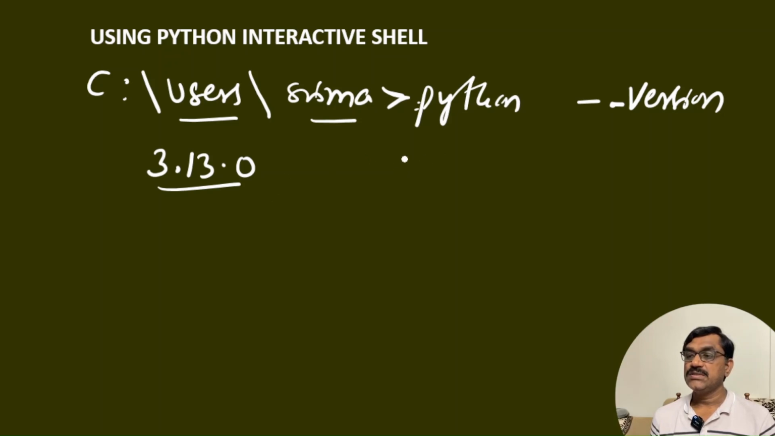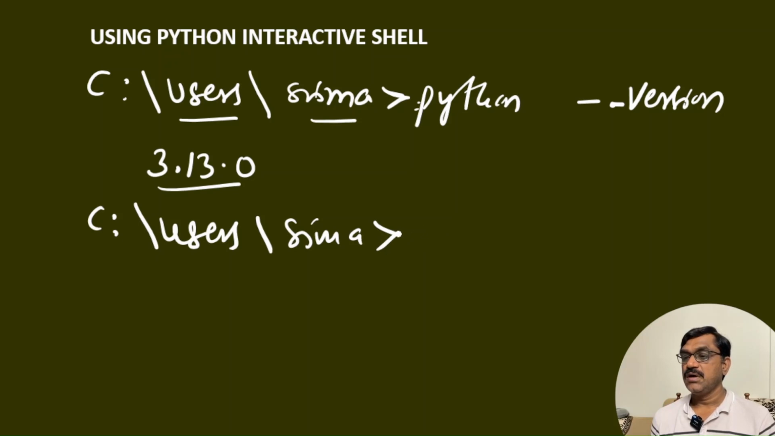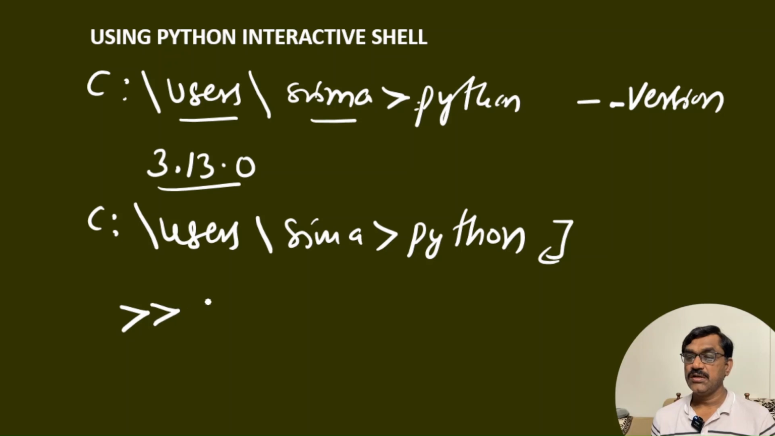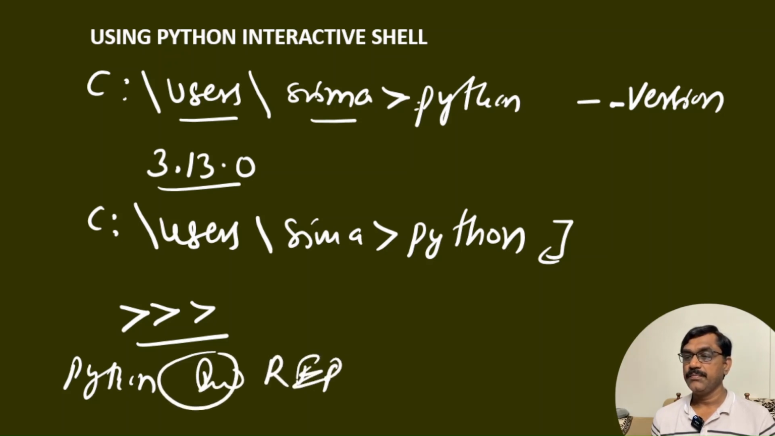After getting this, next you are going to get the prompt again, C users, and this subdirectory. Now just type python and press enter, then you are going to get the interactive shell. This is known as the Python interactive shell, or we call it REPL. This is the place where we are going to perform the operations. How we implement these operations, we will see.